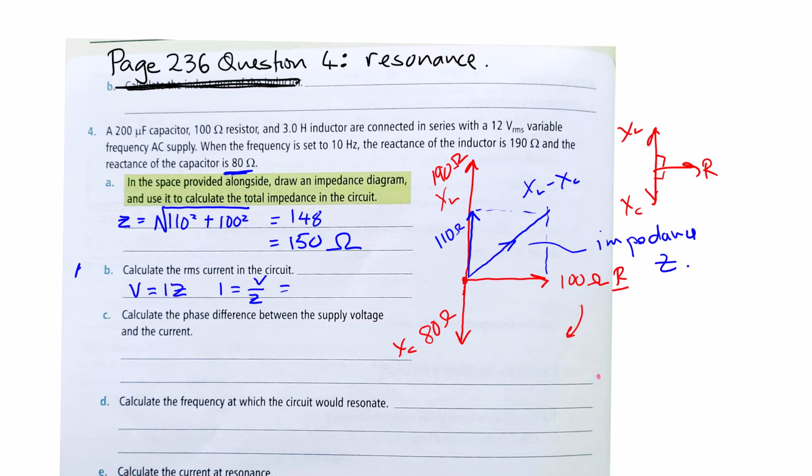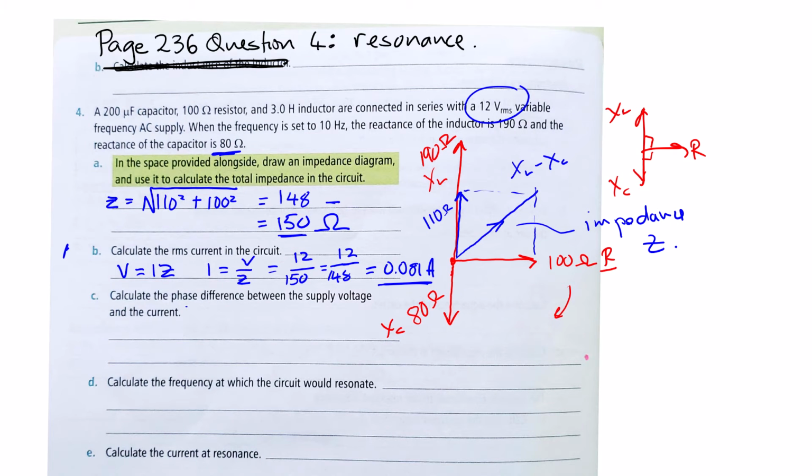The voltage is 12 volts, and the impedance we've just calculated there is 150, but remember 150 was a rounding, so let's use the actual value, the nearer value. We've got 12 over 148, which equals 0.081 amp. Okay, calculate the phase difference between the supply voltage and the current.